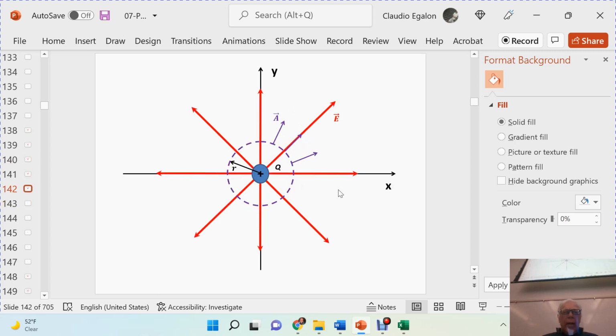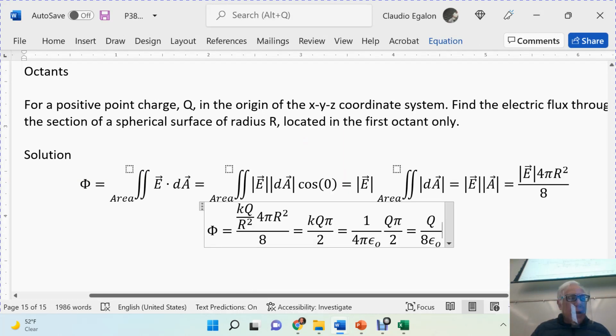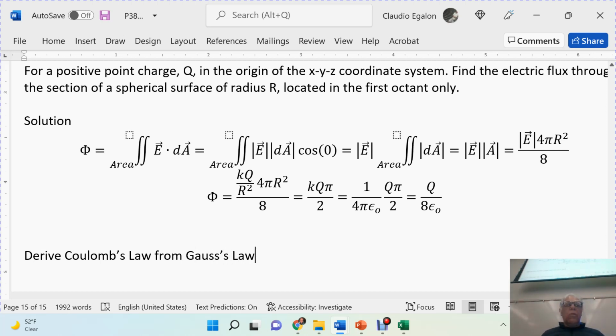And so what are we going to do here? Okay, now we are going to use Gauss's law to derive Coulomb's law. It's possible to use Gauss's law to derive that law. Suppose you don't know Coulomb's law, but you only know Gauss's law. Can you derive Coulomb's law? Yeah, it's possible. So how do we do that?